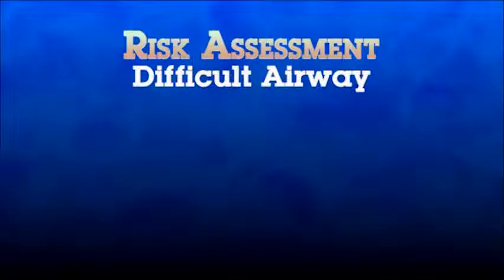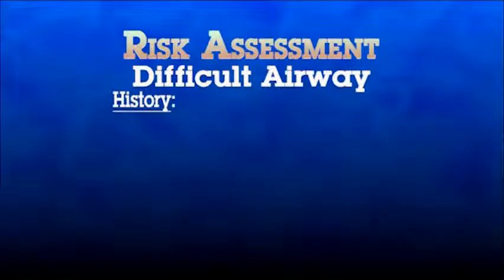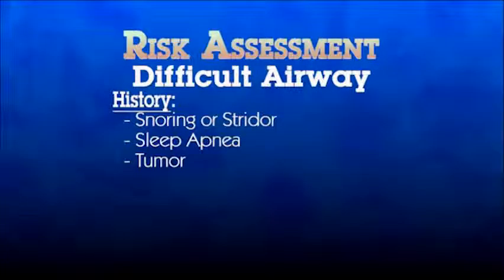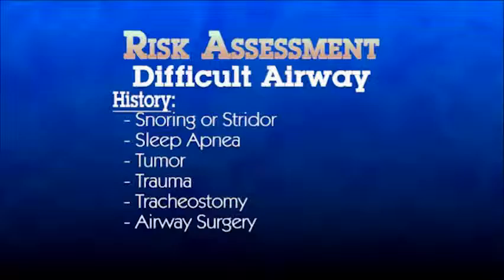Another element of the risk assessment is to determine if the patient's airway might be difficult to manage during the procedure. Certain things in the patient's history indicate a potentially difficult airway. They include a history of snoring or stridor, sleep apnea, a history of having had a tumor in the airway with or without radiation therapy, trauma to the airway, a tracheostomy or airway surgery.